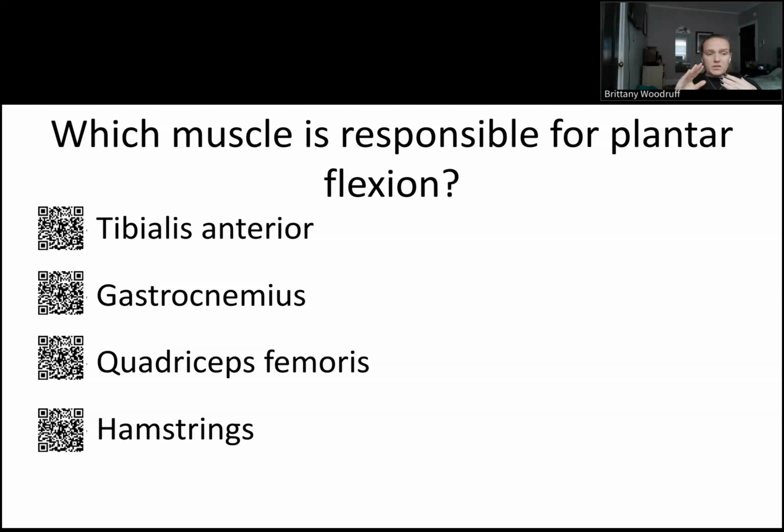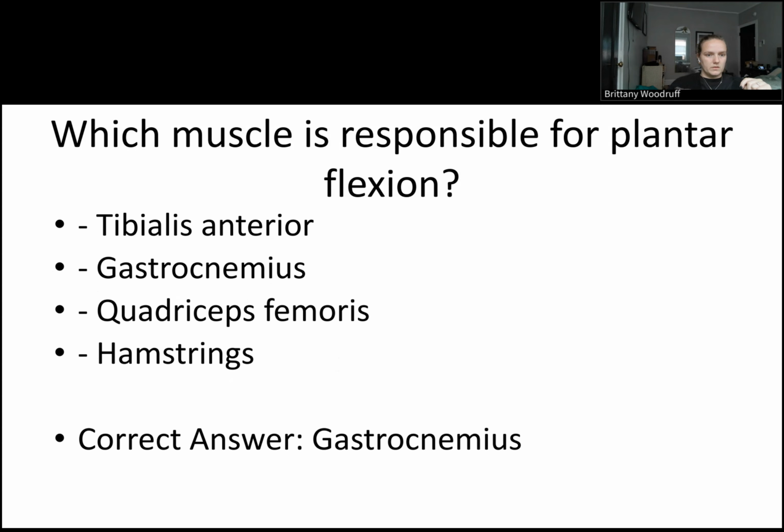The gastrocnemius, on the other hand, is found on the back of your calf, right? Those are going to attach to the back of your heel, okay? And when the gastrocnemius contracts, it pulls up the back of the heel, and your toes point downwards. That is what's going to cause plantar flexion. So the correct answer to this is going to be gastrocnemius. Okay. Quadriceps and the hamstrings are going to be found in your upper leg. Those have to do with the knee. We have questions on that later.